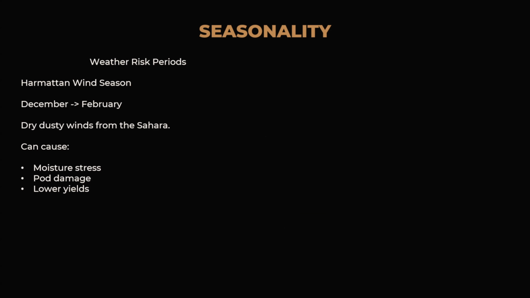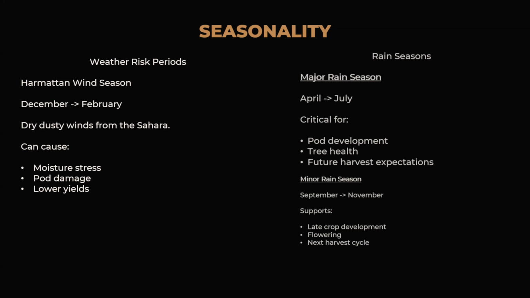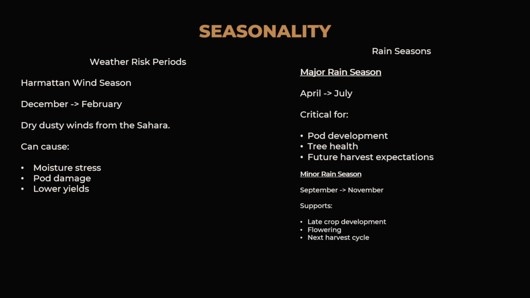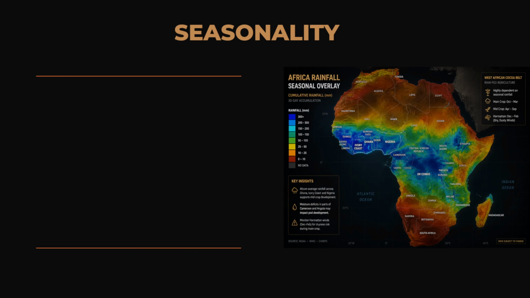Weather risk periods. The Harmattan wind season is December through February. These are dry, dusty winds from the Sahara, which can cause moisture stress, pod damage, and lower yields. You also have rainy season. The major rainy season period is April through July, which is critical for pod development, tree health, and future harvest expectations. The minor rainy season is September through November. That supports late crop development, flowering, and the next harvest season.